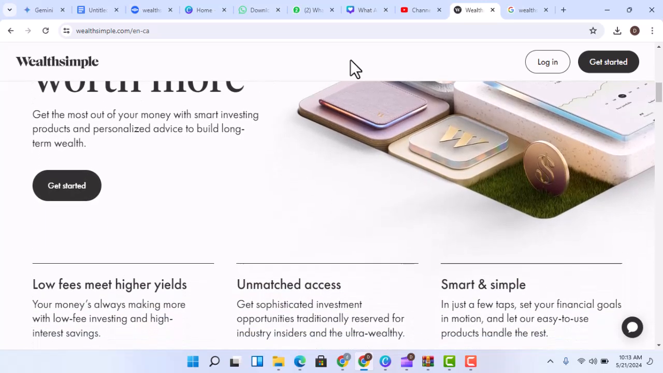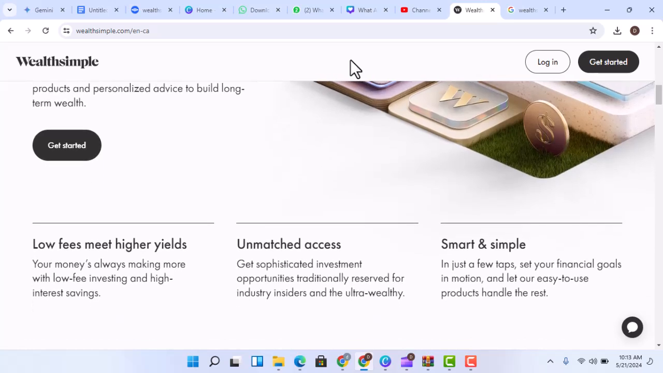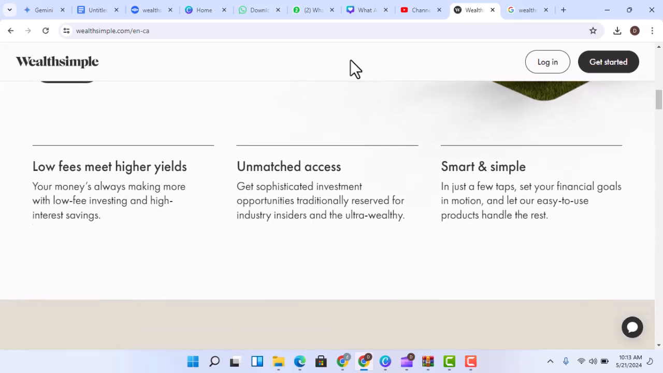The platform, a deep dive. Now, let's tackle the main question: what platform does Wealthsimple use? The backbone, a modern tech stack. Wealthsimple's platform is built on a robust and scalable tech stack.